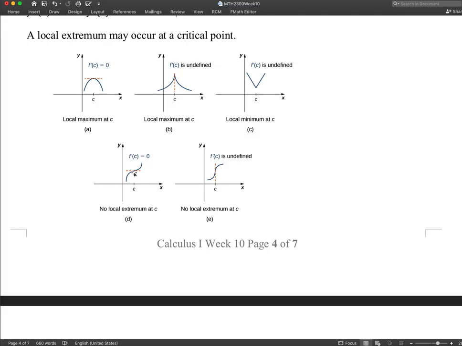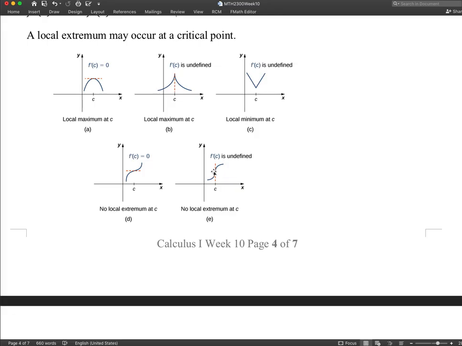You look at this point, the derivative is 0, and it's sitting somewhere in between. It's not a maximum or minimum at all. And also, look at this situation when the derivative is undefined, and still it's sitting somewhere in between. There's no maximum or minimum at all.